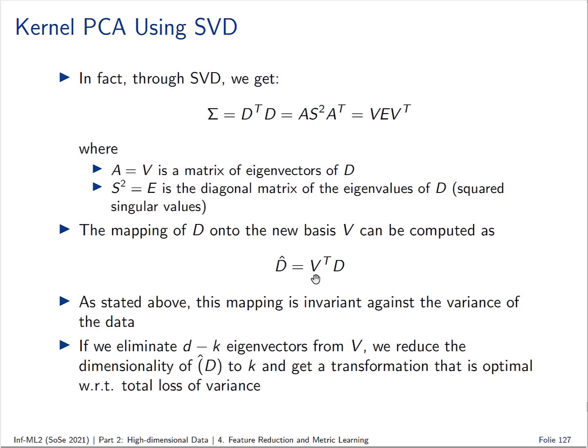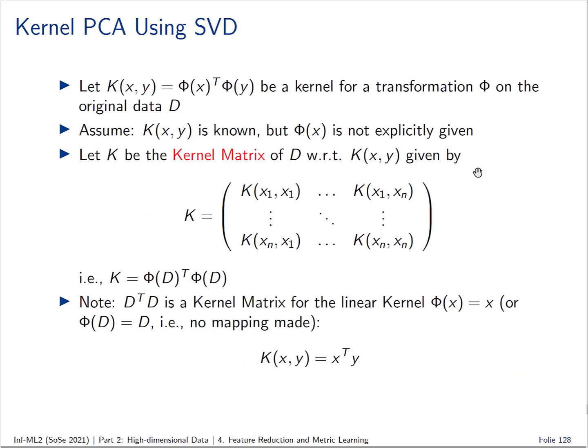So that is the mapping, and if we use all eigenvectors, we get a d-dimensional mapping again. So D hat will be d-dimensional again, and if we just eliminate D minus K eigenvectors from V, we will get a k-dimensional new representation D hat, and we are sure that the loss of variance is minimal with this transformation. So that is PCA. We apply SVD on the covariance matrix, which is D transpose times D, and we will get everything we need. So now, how can we incorporate or integrate the kernel trick?